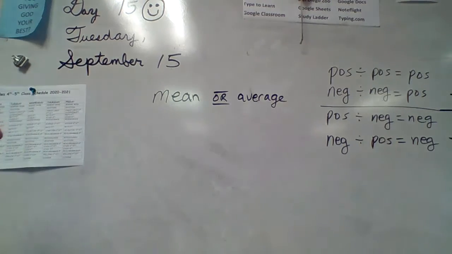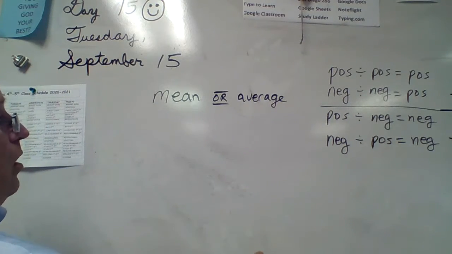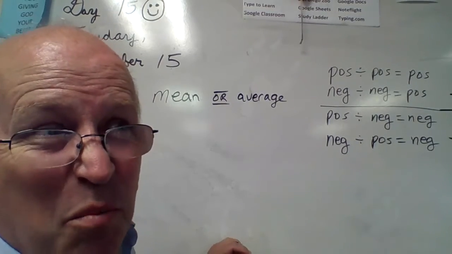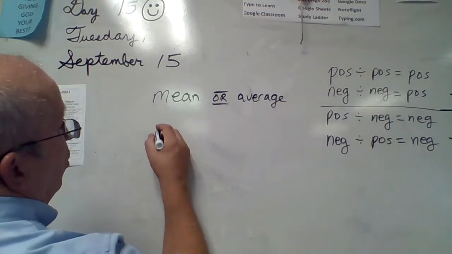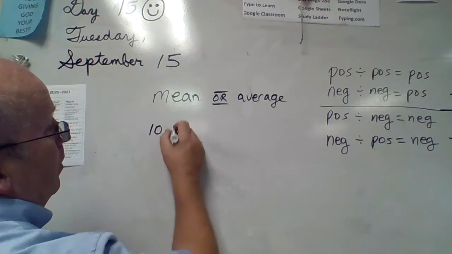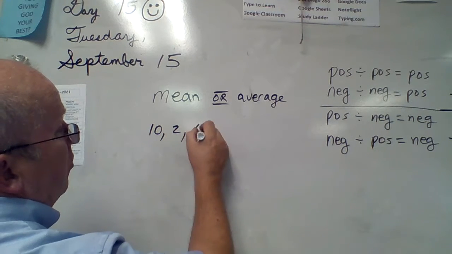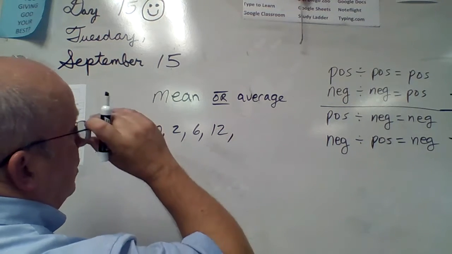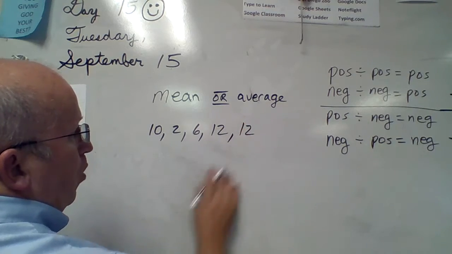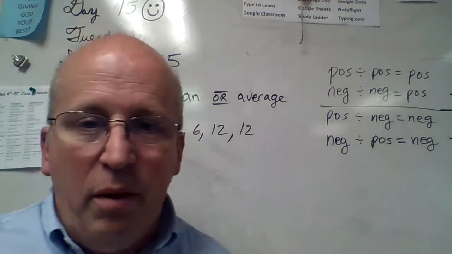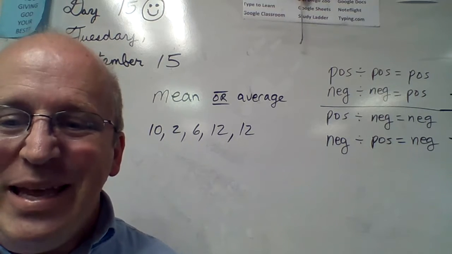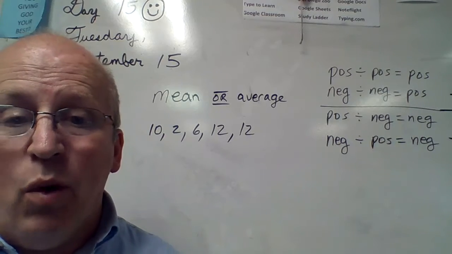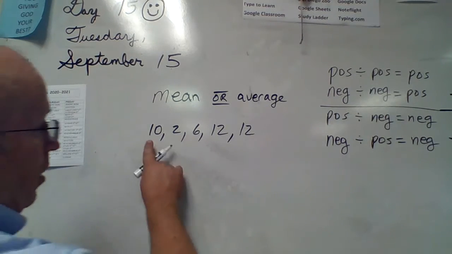Let's imagine we're thinking about Rael's amount of basketball points he scored in some games. The amount of points he scored were the following: 10 in the first game, 2 in the second game, 6 in the third game, 12 in the fourth game, and then finally 12 more in the fifth game. And somebody says, what is the mean amount of points that he scored, or what is the average that Rael scored? First step, you add up all the numbers.